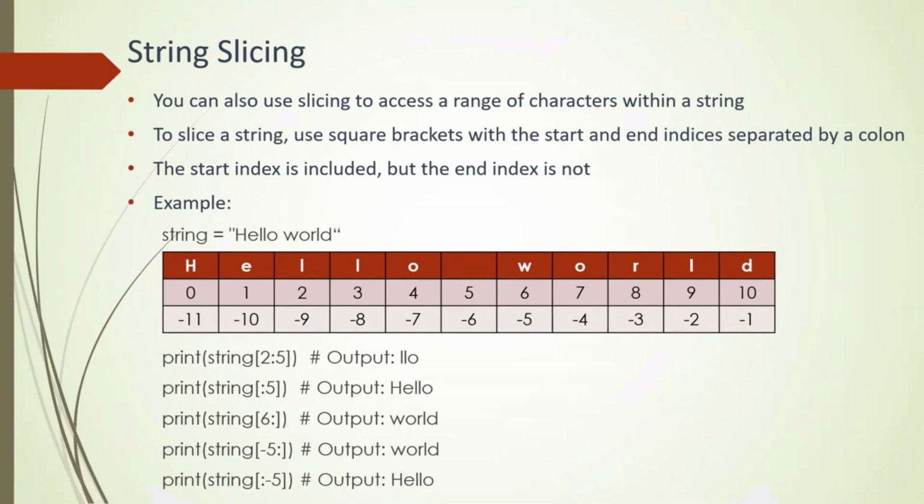You can also use negative indices to slice a string from the end. For example, if you want to print the last 5 characters, set the start index to -5 and the end index to blank. The output will be world. If you want to print the first 6 characters, set the start index to blank and the end index to -5. The output will be hello and the space. String slicing is a useful tool for extracting substrings from a large string.